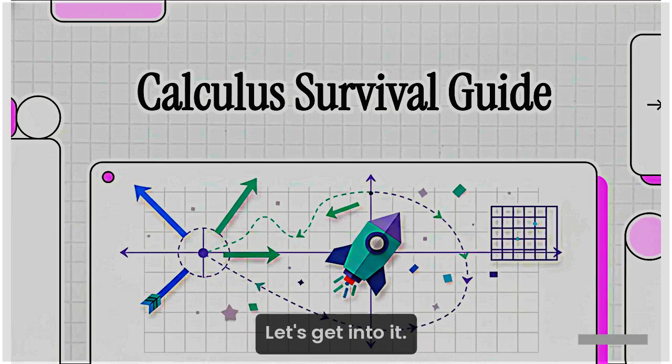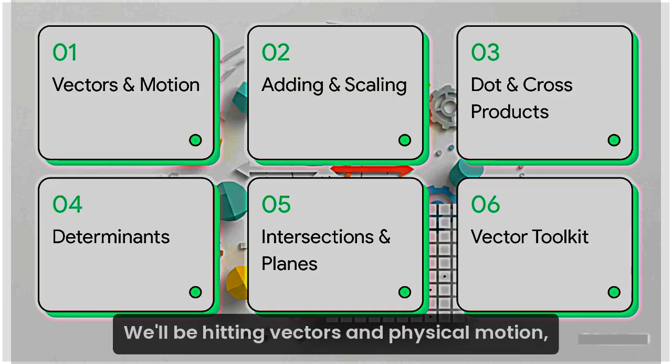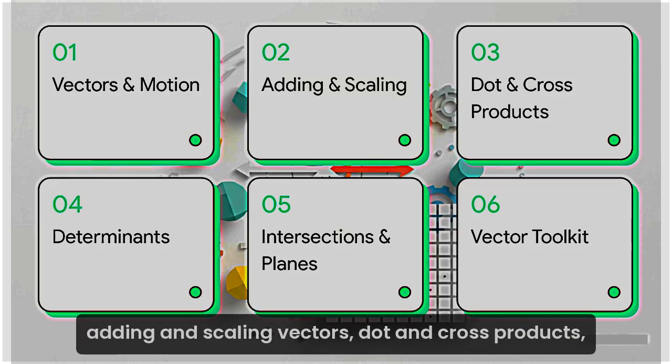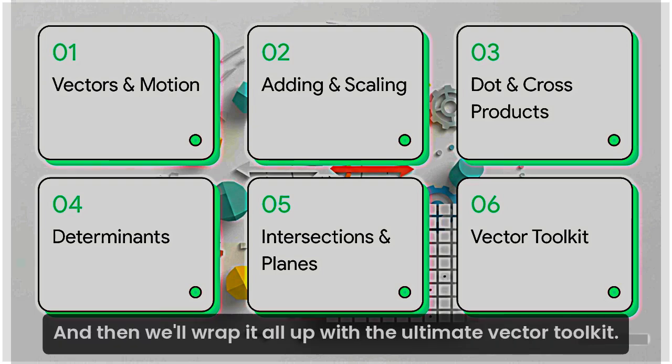Let's get into it. Here is our game plan for today's review session. We'll be hitting vectors and physical motion, adding and scaling vectors, dot and cross products, determinants, intersections and planar equations, and then we'll wrap it all up with the ultimate vector toolkit.